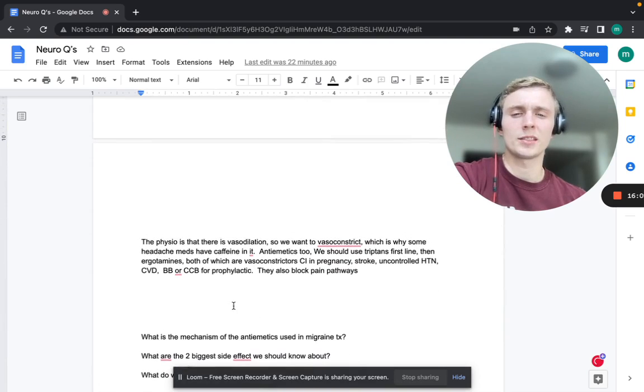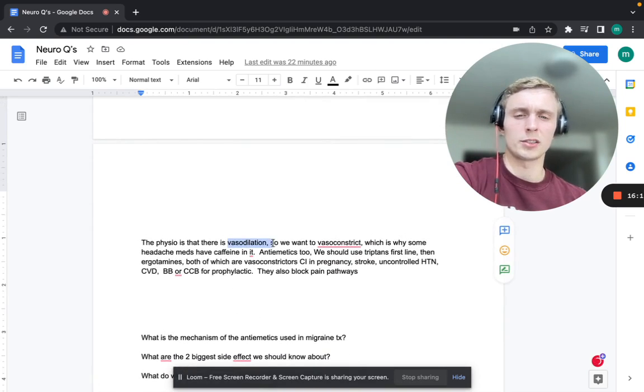So the physiology is that there's vasodilation, so we want vasoconstriction. That's why a lot of headache meds, like Excedrin, I believe, have caffeine in it. So that helps vasoconstrict. Antiemetics as well. We should use antiemetics as well with these patients. And we should use triptans first line. So those are vasoconstrictors. Those work on serotonin as a mechanism of action.